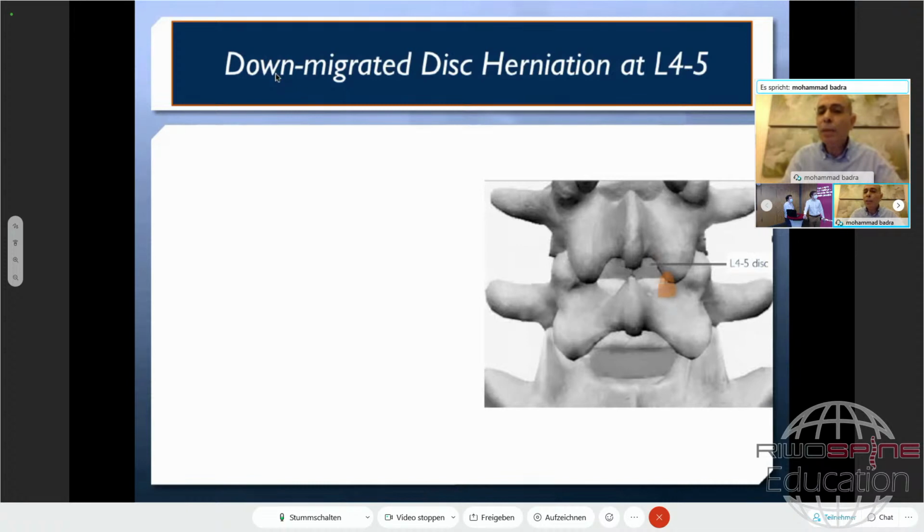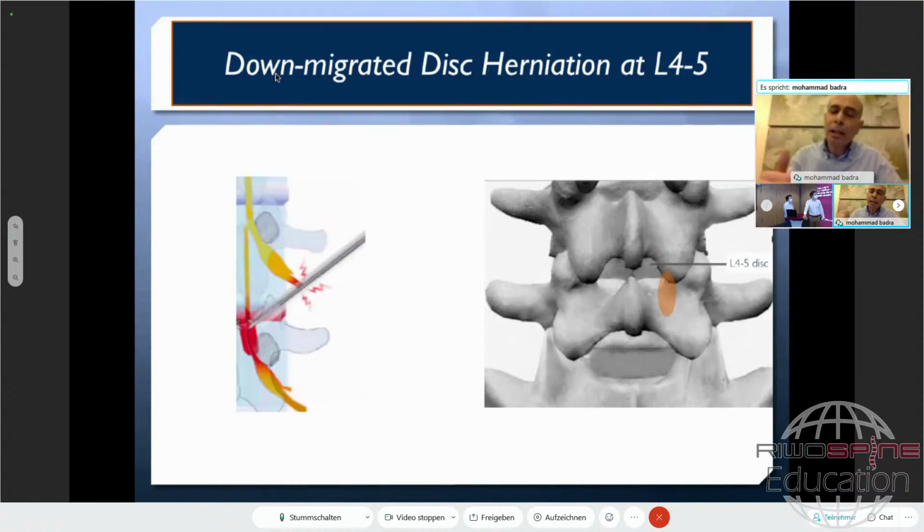If I have a down-migrated disc hernia, of course, you can do it through the transforaminal approach, but in order to be able to remove the herniated disc fragment, you have to get at a certain angle, which might put the exiting nerve root at risk. And if you're not experienced, you might put pressure on the exiting nerve root and the patient might wake up with paresthesia. And I think Dr. Magdy will show a case about this issue.